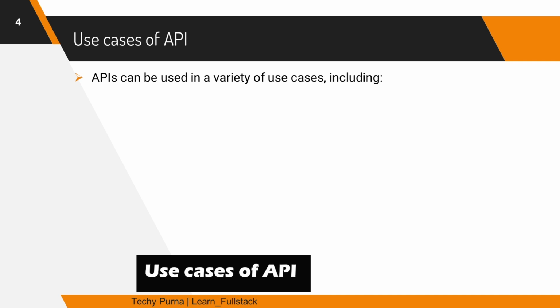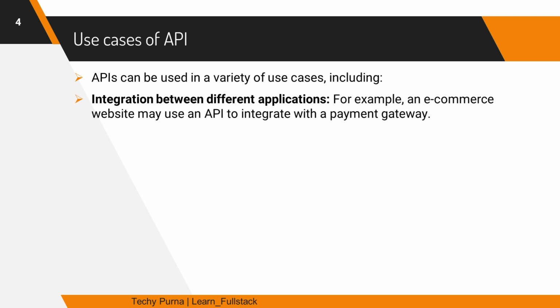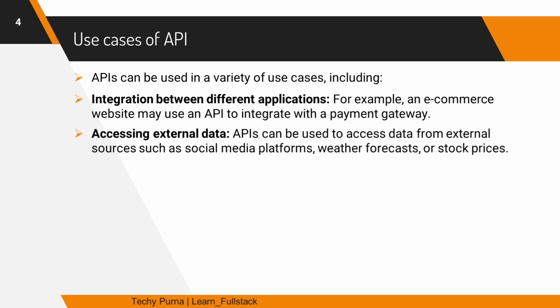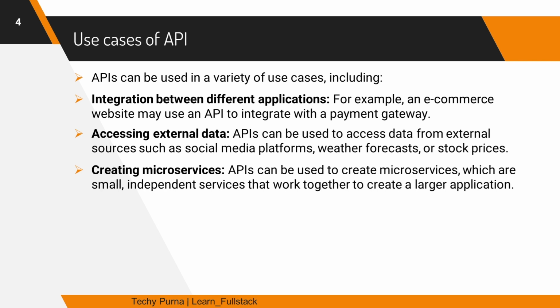Use cases of API. APIs can be used in a variety of use cases, including integrations between different applications. For example, an e-commerce website may use an API to integrate with a payment gateway. Accessing external data: APIs can be used to access data from external sources such as social media platforms, weather forecasting, or stock prices. For creating microservices: APIs can be used to create microservices, which are small independent services that work together to create a larger application.